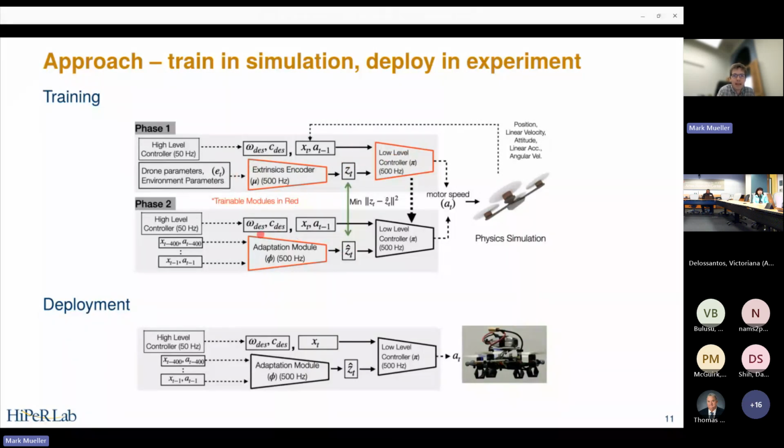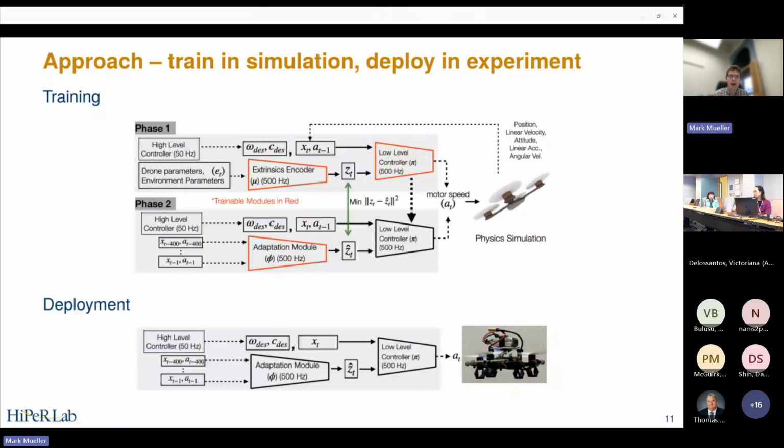And now we learn an adaptation module. And this adaptation module only has access to the sensor data that the simulation is generating. And this adaptation module is trying to generate extrinsics that match the extrinsics that the ground-truth-accessible encoder also has. So effectively, in the second phase of training, we're trying to train an estimator that only has access to sensor information, and that should estimate the same parameters as we get from the version that had access to the true parameters.